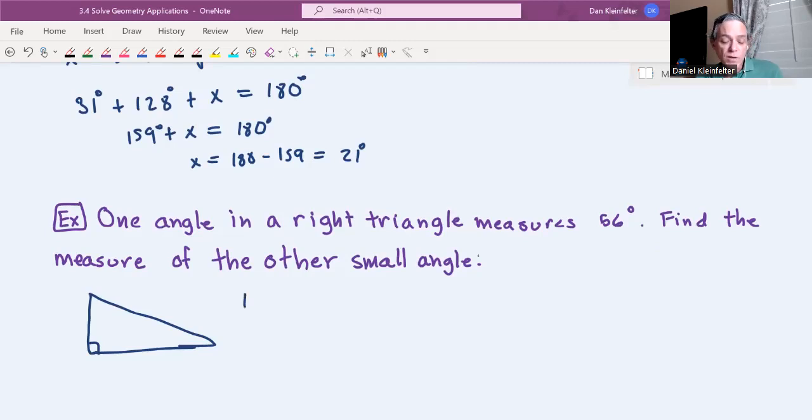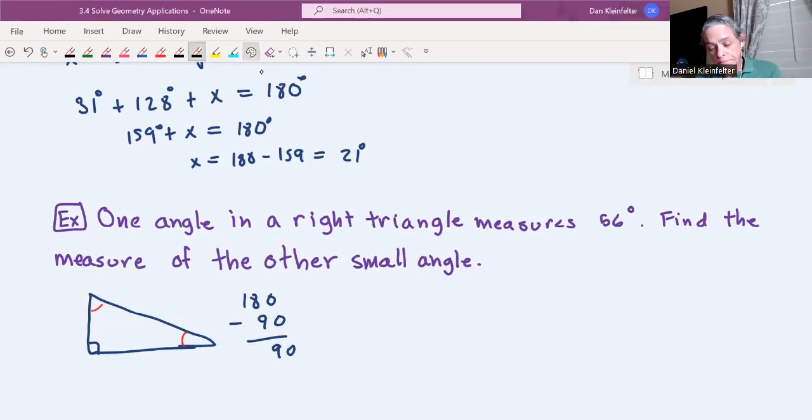We know that the total of the angles in a triangle is 180 for any triangle. If 90 of them are taken up by that right angle, that means that the other two smaller angles together have to add up to the remaining 90. So that's the background we need for this question.